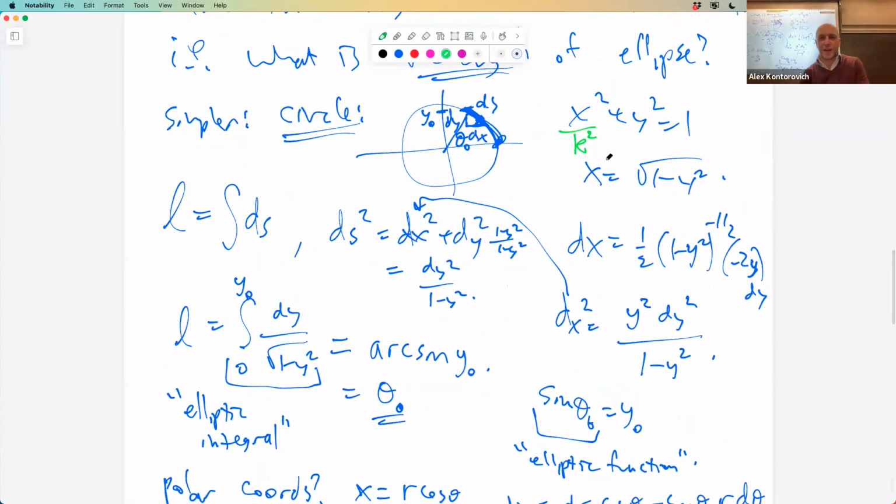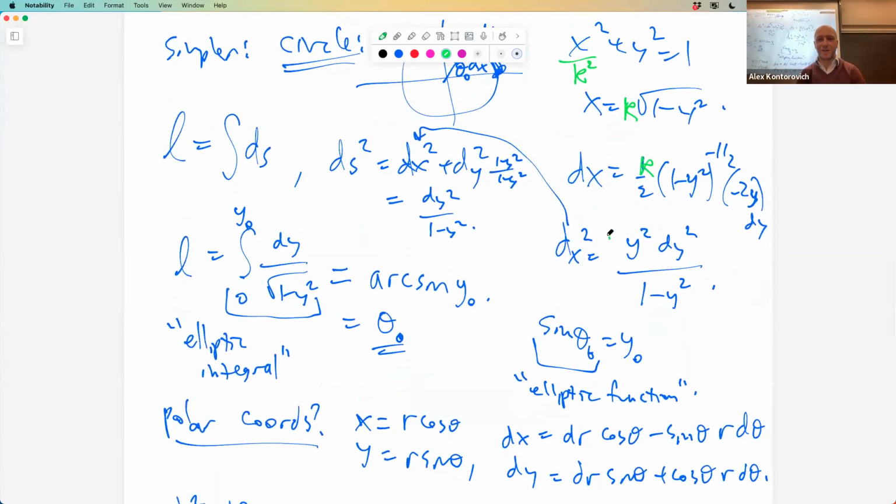Let's see. Okay, so I want to solve for x. I move the y to the other side, but now I have to multiply by k squared, and I'm taking square roots, so I get a k here. Everybody agree with that? When I differentiate, well, that k is just a constant. So when I solve for dx squared, I just get this k squared there.